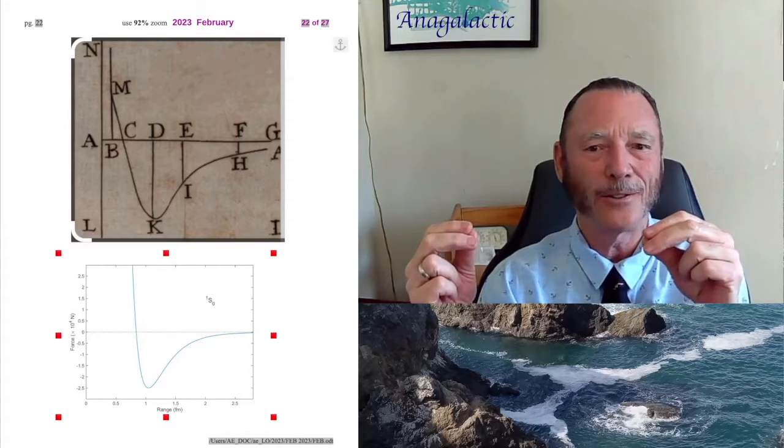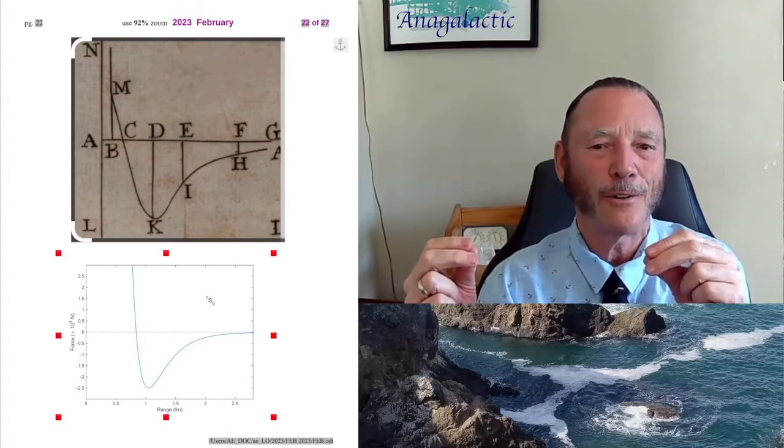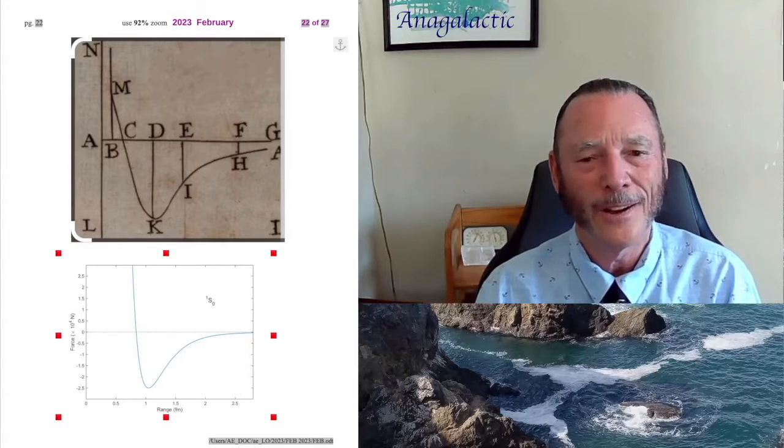That's why they settle into a spherical shell. It's because of this curve. That's only half the curve, though.